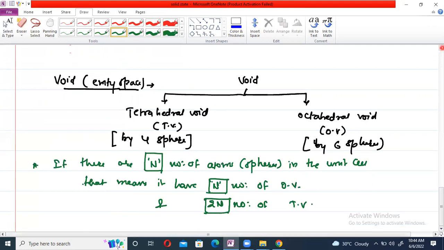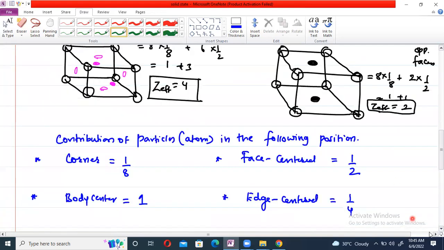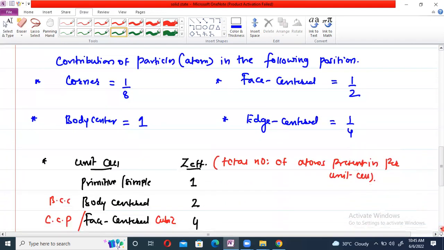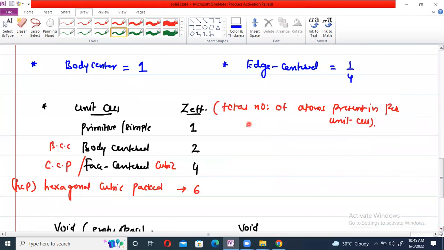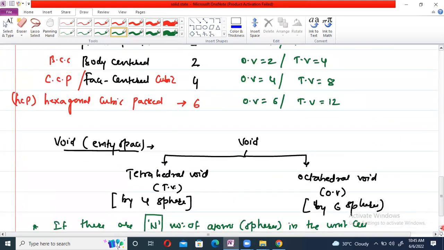Now based on that, this is a concept which I wrote here. See beta here. Suppose I am having a primitive unit cell, beta, Z effective is 1. Can you tell me how many octahedral voids it will have? So 1. Tetrahedral voids, how many beta? Double of it. In BCC, octahedral void is equal to 2 because number of atoms is 2, so OV is also 2. TV is double of it. Beta, here OV is 4, but TV is equal to how many? 8. Here OV is 6, but TV is how many? 12. Right?